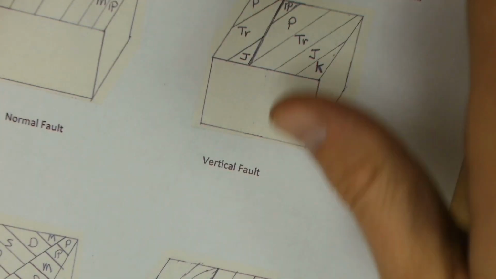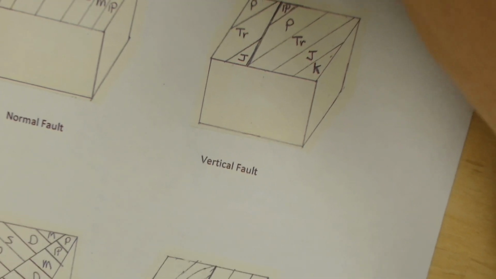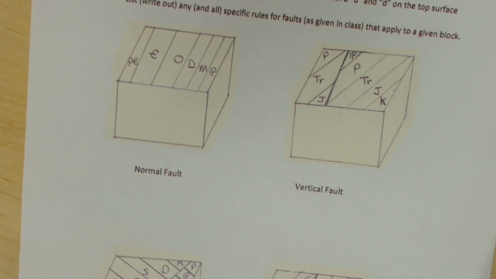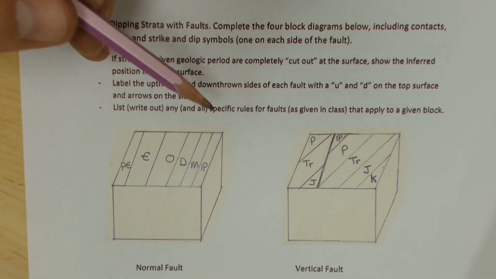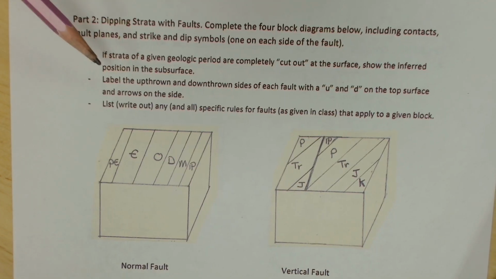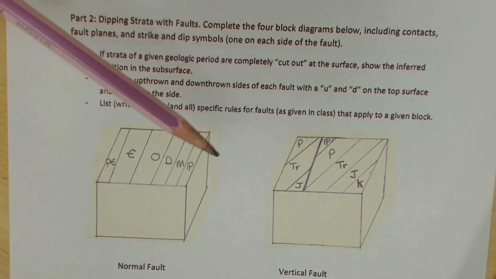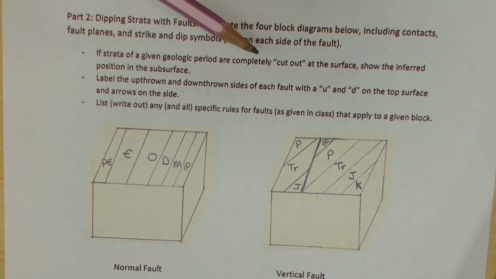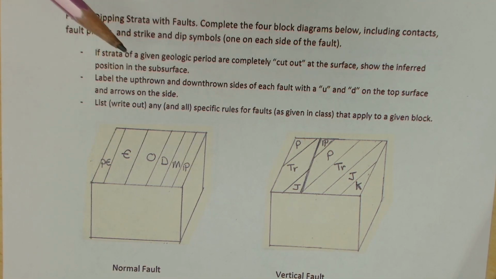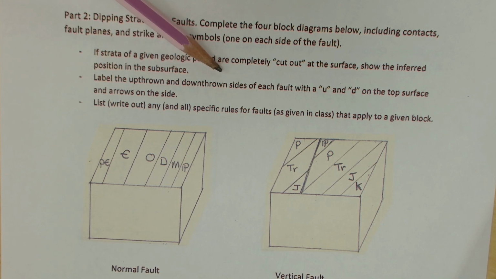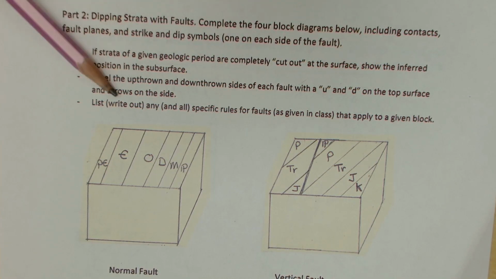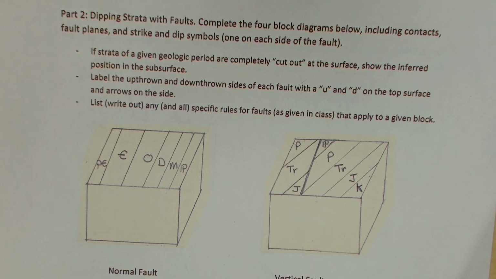All right, part two. Let me zoom up a little so I can make sure you see everything. Instruction time. Dipping strata with faults. Complete the four block diagrams, including contacts, fault planes, and strike and dip symbols, one on each side of the fault. If strata of a given geologic period are completely cut out at the surface, show the inferred position in the subsurface. So we have to assume everything's there.